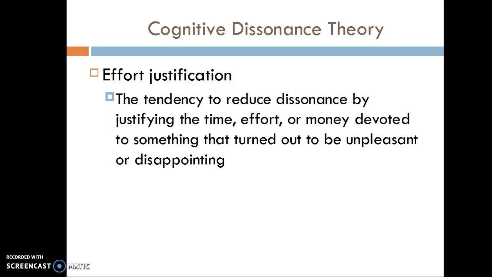Let's talk about effort justification. This is defined by our book as the tendency to reduce dissonance by justifying the time, effort, or money devoted to something that turned out to be unpleasant or disappointing. This is also called the sweet lemons justification, or putting a spin on it, saying, well, it's not really that bad that I had to spend so much time, effort, and money on this endeavor.